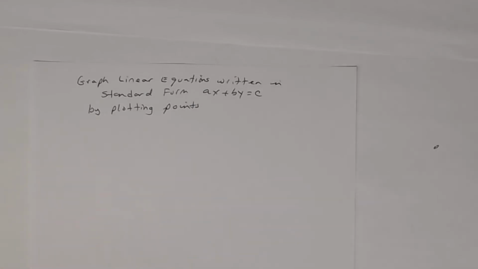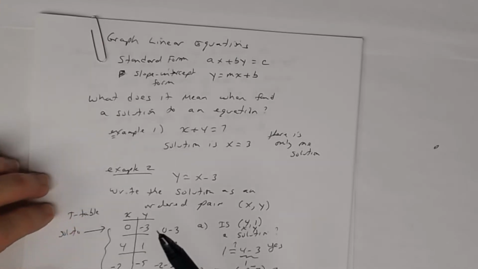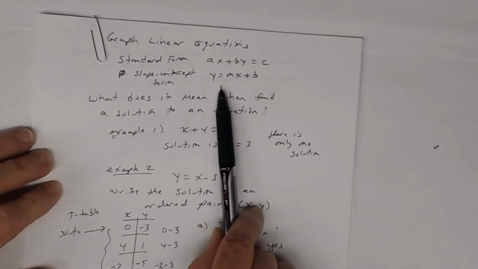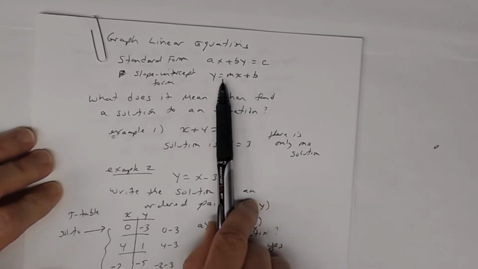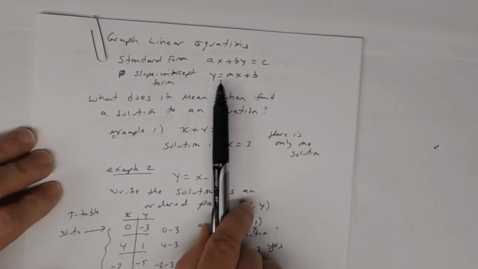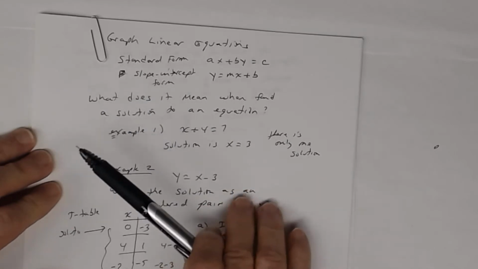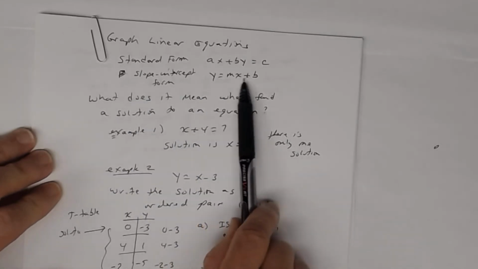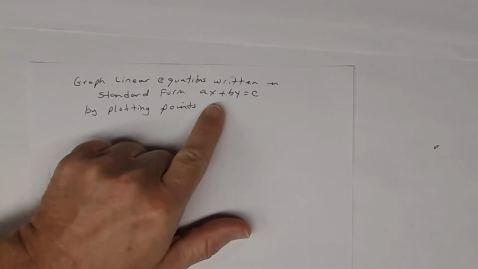Now, I just want to remind you about a previous lesson. In a previous lesson, we graphed linear equations that were in this form, where we had y by itself. We did this by plotting points. We did not use anything about slope-intercept form, slope, or intercept, because that's in another lesson that's coming up. But in the previous lesson, we graphed linear equations in which y was by itself by plotting points. In this lesson, y is not going to be by itself.